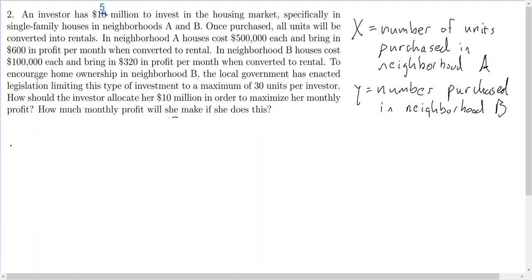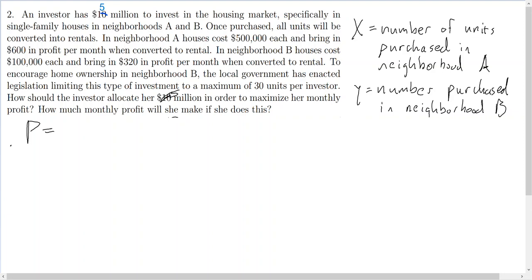All right. So how should this investor allocate her $10 million? Sorry, that should be 5 million. Let me cross that out. Her $5 million in order to maximize her monthly profit. Okay, so we're going to write down a profit function, and we're going to wonder how to maximize that. The additional question that we're going to answer is how much is that monthly profit if she allocates according to what our findings are going to be.